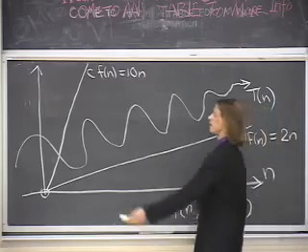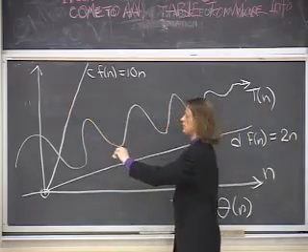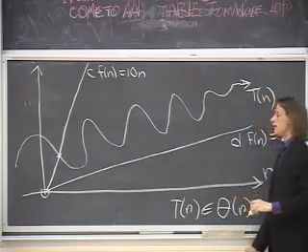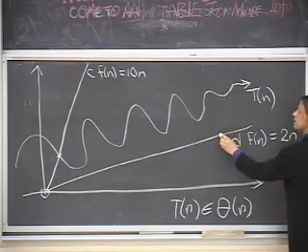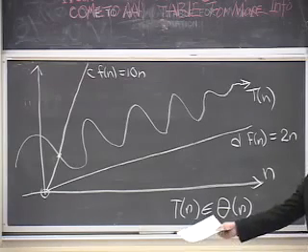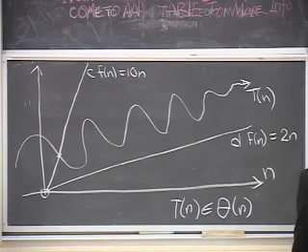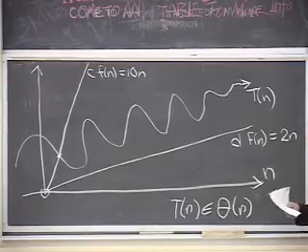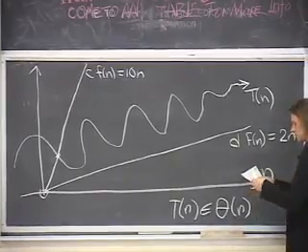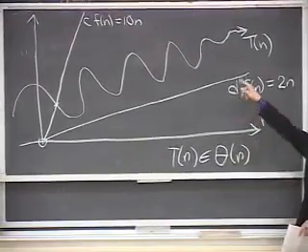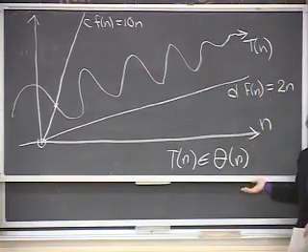Exactly. We're saying it'll never be slower than this, at least once we get past this point for large values of n. And we're saying it'll never be slower than this. Other questions? Okay. So even though it wobbles a lot, this is effectively a linear time algorithm.